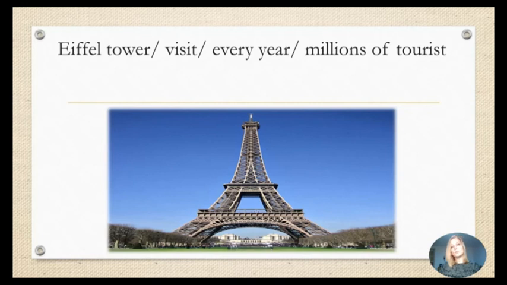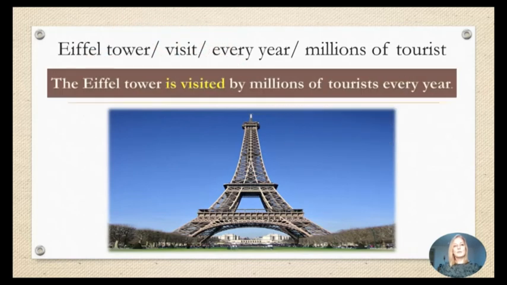We already know what this picture represents. It's the Eiffel Tower. Every year. What does this "every year" say to you? That it's a present simple passive sentence. The Eiffel Tower is visited by millions of tourists every year. We could say the Eiffel Tower is visited every year by millions of tourists as well.